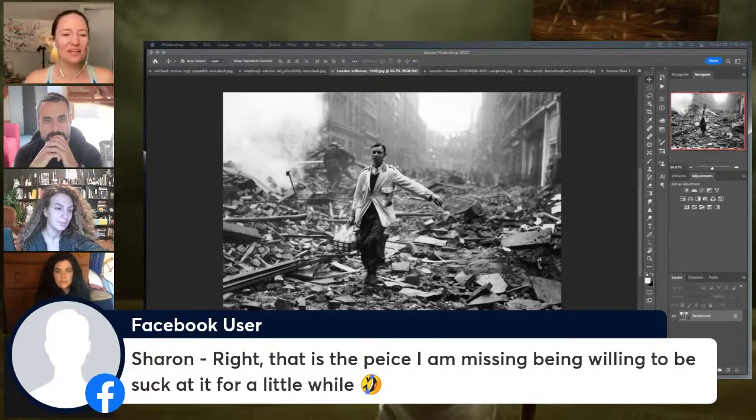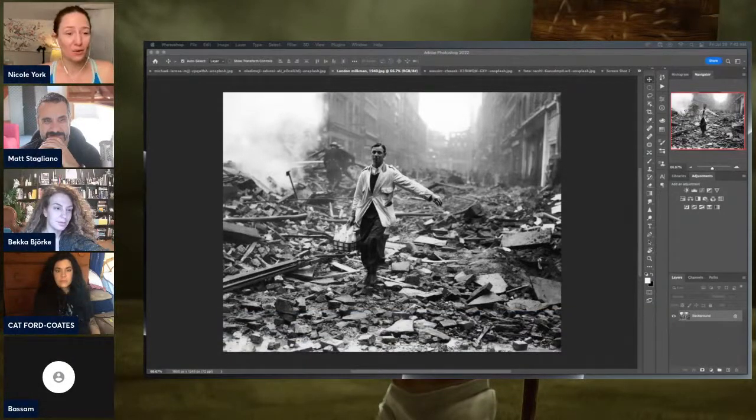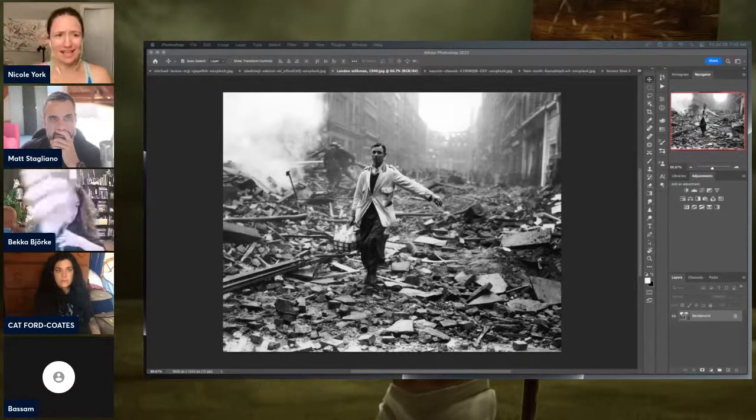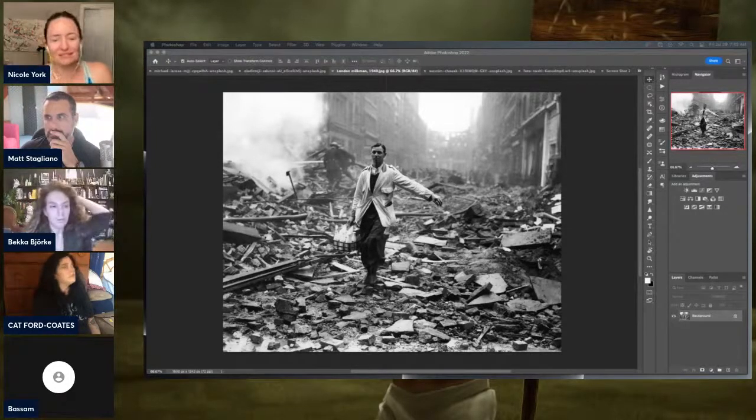I am missing being willing to suck at it for a little while. And for so much of us, that's true. Like, if we're not good at something immediately, we just go, oh, I'm not good at this thing. But that's not true. We need to be okay with sucking at it for a while.